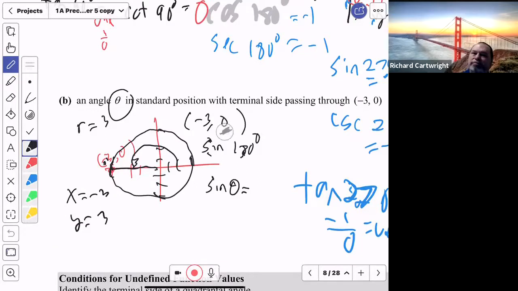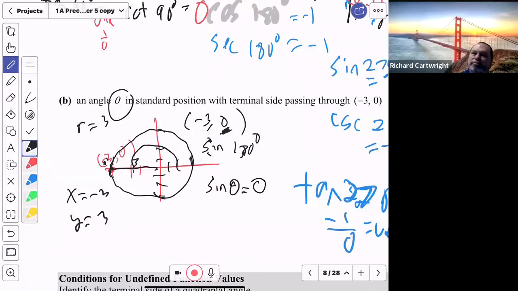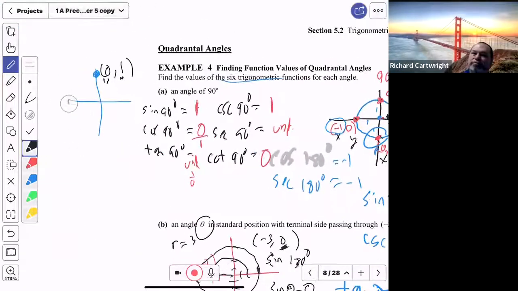So what is 0 divided by the radius of 3? 0. Still 0. Interesting. Isn't it 0 over here too on this picture that I did over here? If I put this point -1, 0, isn't the sine of 180 degrees still 0? Yeah, it is. Amazing.